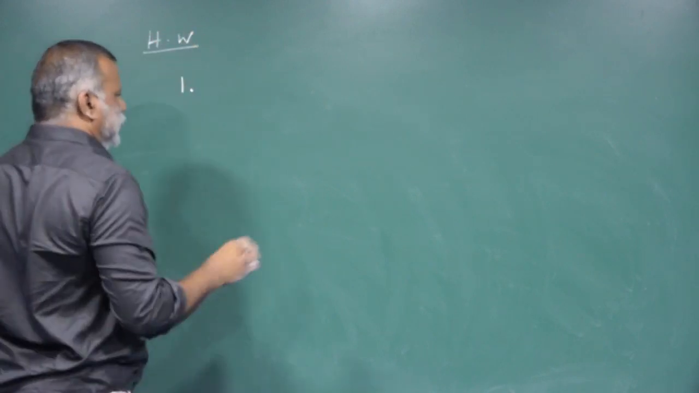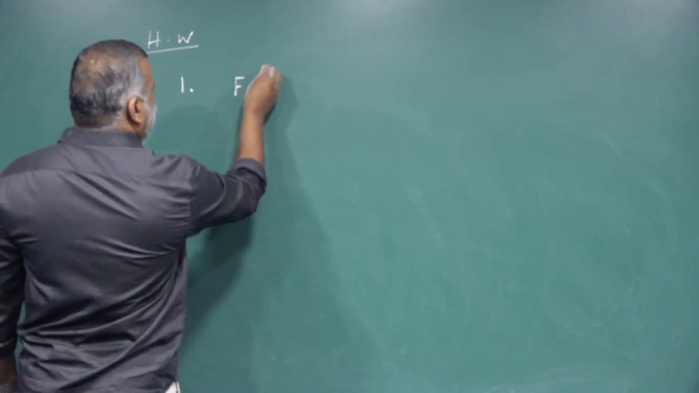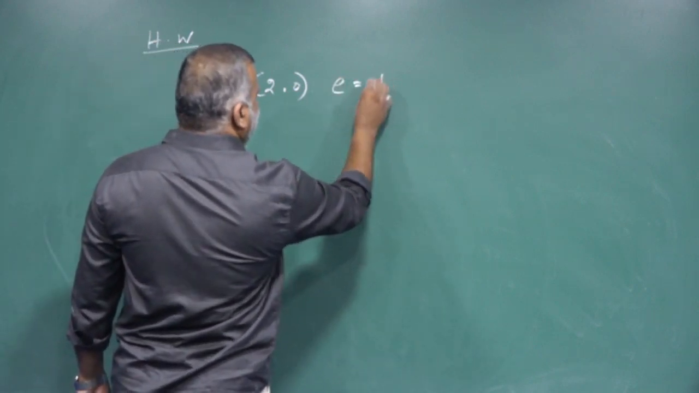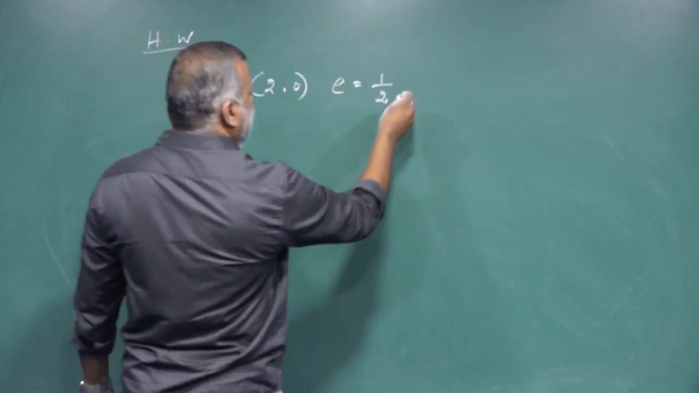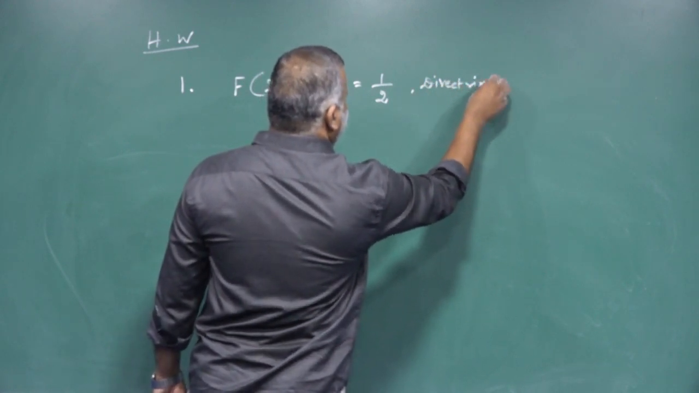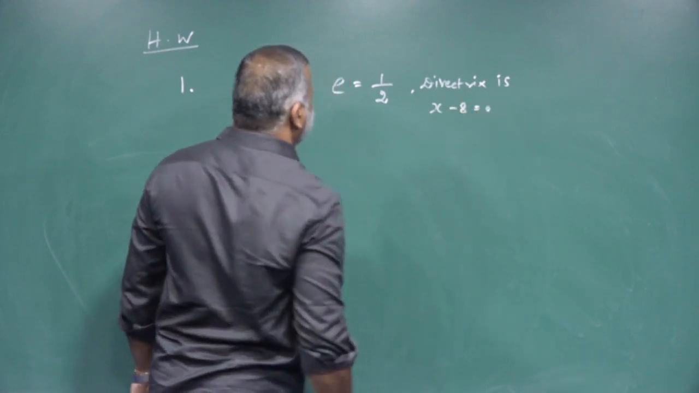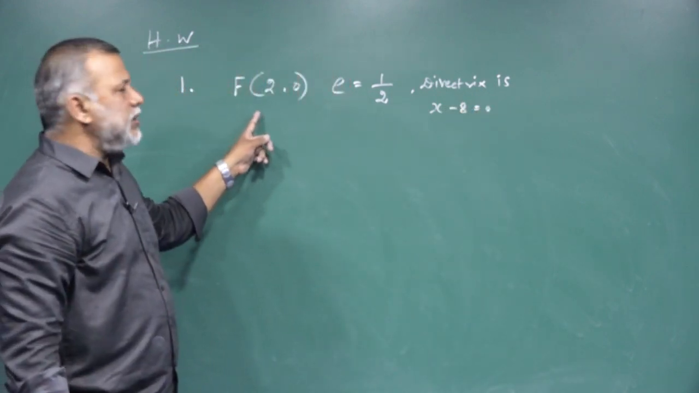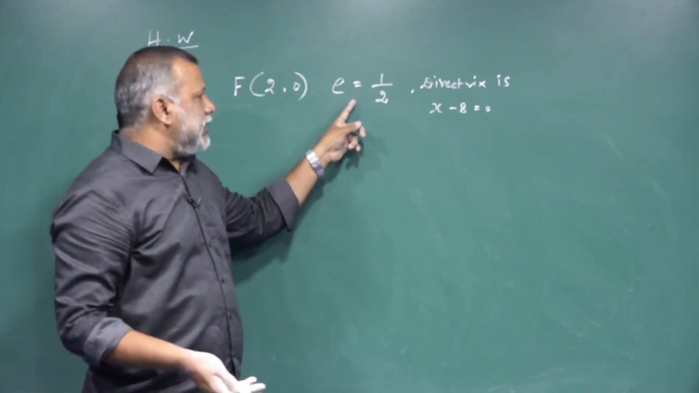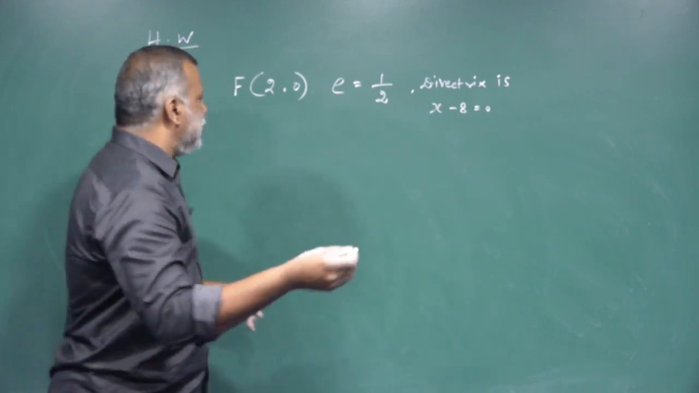Take down the same concept. Don't think of extra knowledge. F is (2, 0), e equal to 1 by 2, then the directrix is x − 8 = 0. See the data: focus given, e is 1 by 2, so it must be less than 1. Therefore, it denotes the equation of an ellipse. Directrix is also given. Try yourself.